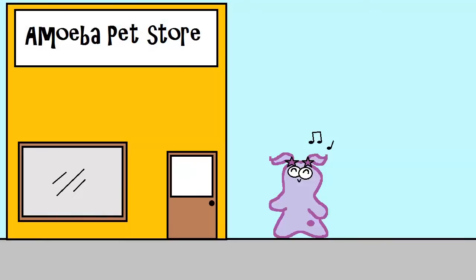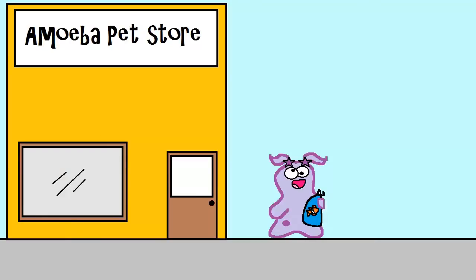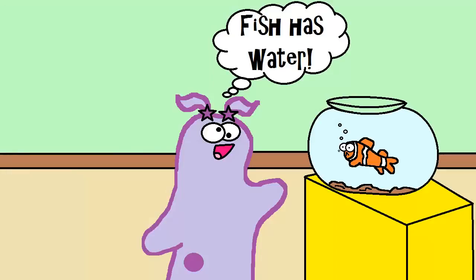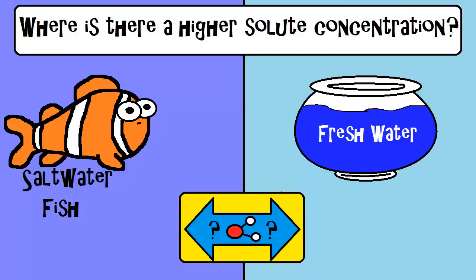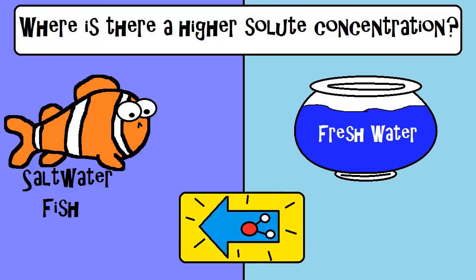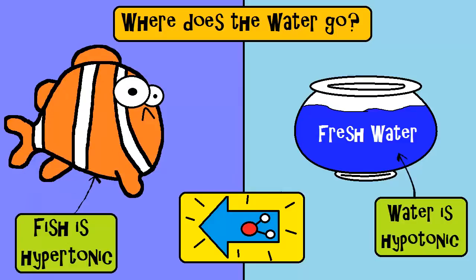Say you go to a pet store and you get a fish that looks like Nemo from the movie Finding Nemo, a clownfish, only you don't know it's a saltwater fish. What would happen if you placed this saltwater fish in fresh water? Okay, first ask yourself, where is there a higher solute concentration? In the saltwater fish cells or in the fresh water that you just placed this fish in? Definitely in the saltwater fish cells. So where does the water go? It's going to go to the area where there's a greater solute concentration, the hypertonic side.